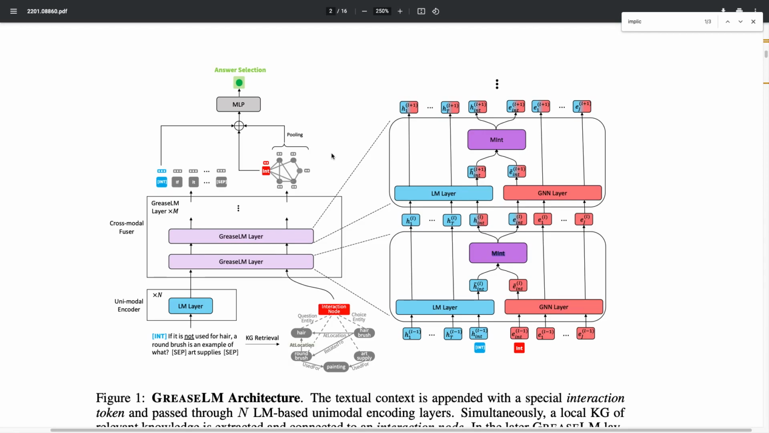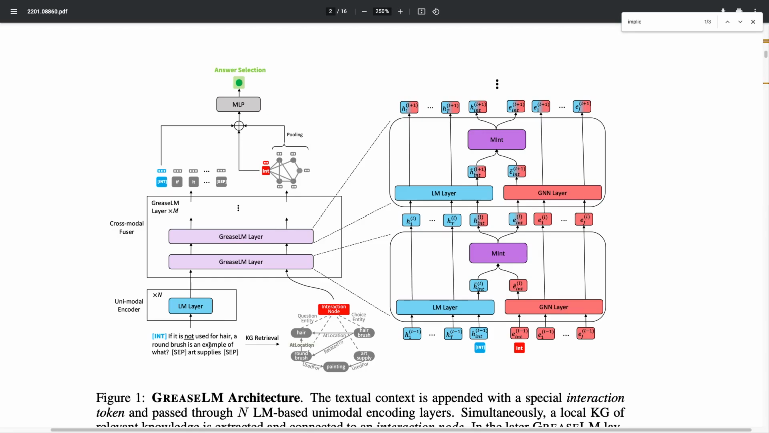So how does this GreaseLM architecture work? Given a prompt such as, if it is not used for hair, a round brush is an example of what? The answer is art supplies, which might be a bit tricky to guess, especially with this negation component. So a standard language model might struggle with this because it's basically going to ignore the negation. It's going to output something likely, something that is occurring many, many times in the text documents it has seen.